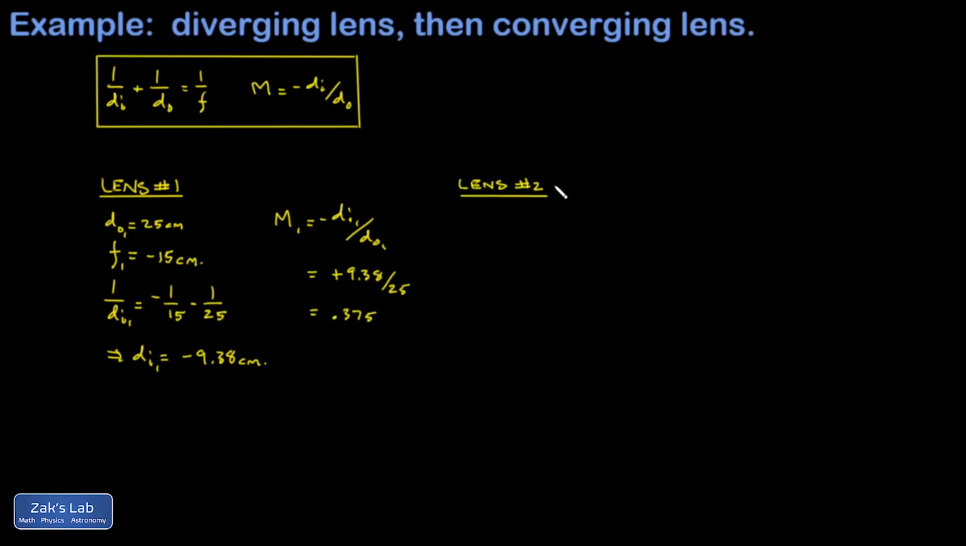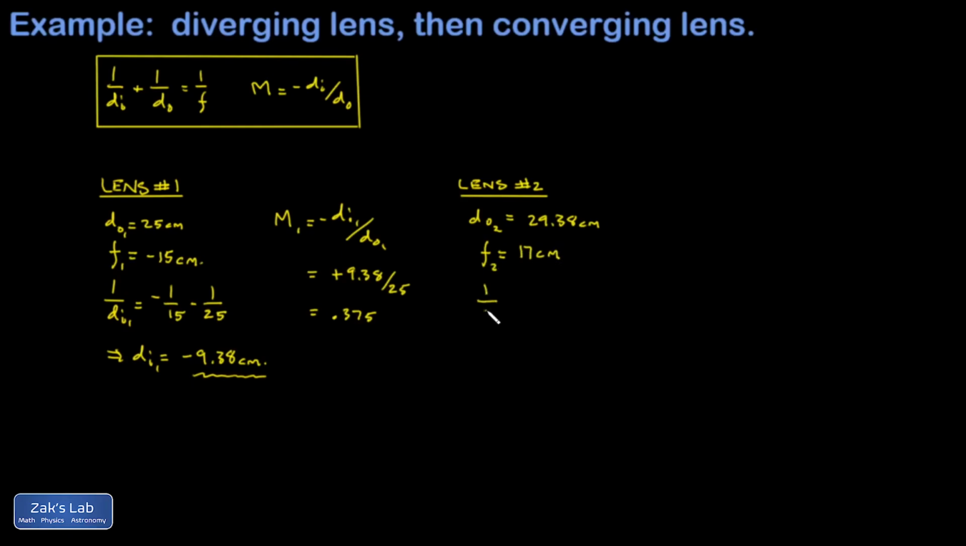Then we go into lens 2, so we're just taking the image from the first lens. Remember that was an upright virtual image to the left of the diverging lens, and we're running that through the converging lens. So to get the object distance, I need the distance to the diverging lens added to the distance between the lenses, which was 20 centimeters. That's a total of 29.38. And the focal length of that converging lens was 17 centimeters.